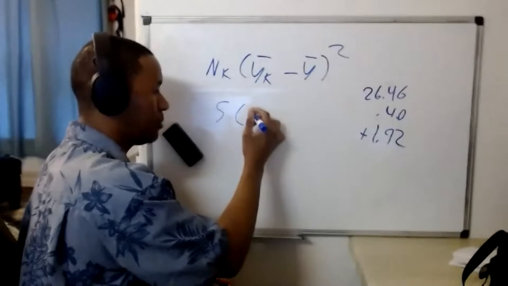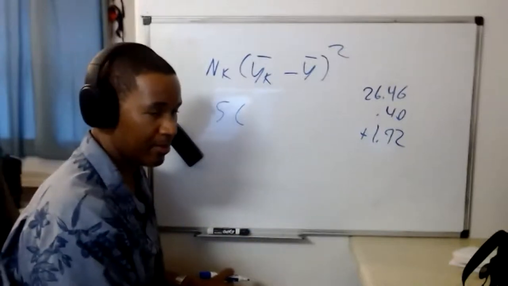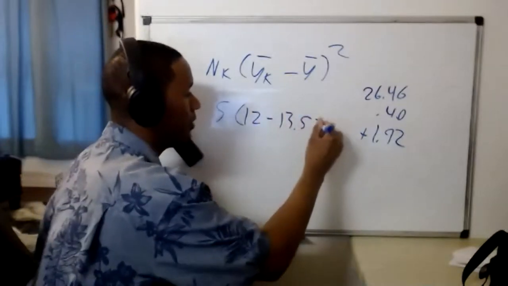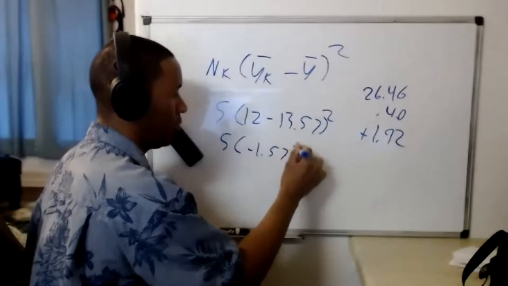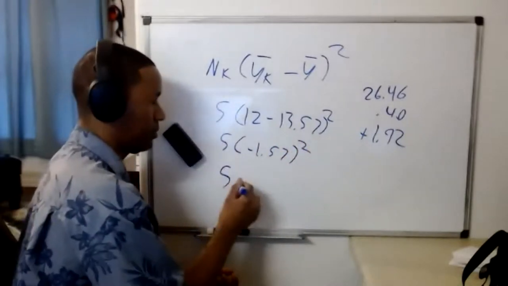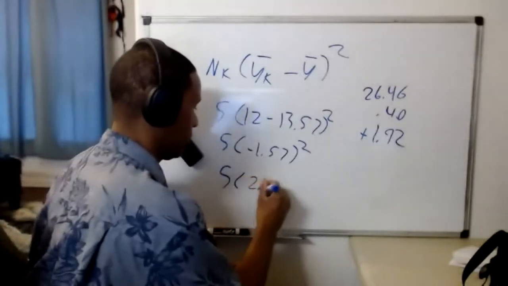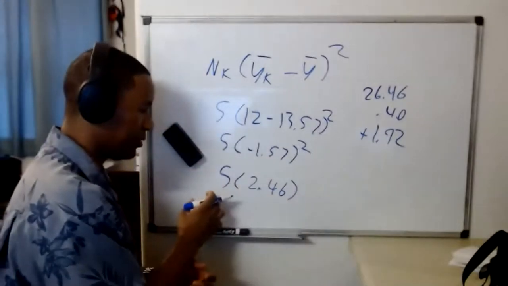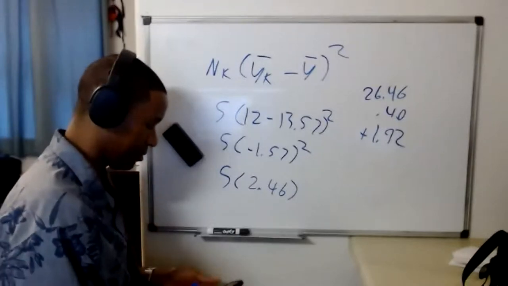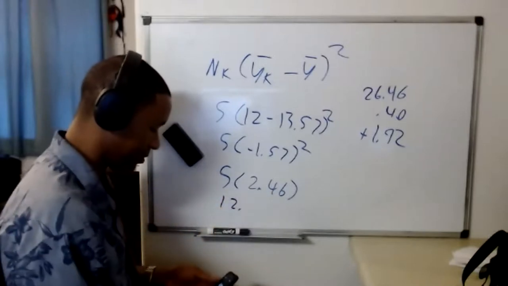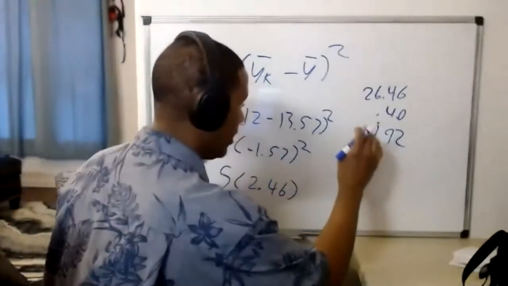And then we go to the last one, which was 5 black females. The mean for black females is what? 12. We subtract 12 minus 13.57, we get -1.57. We square that up and we get what? 2.46. We multiply 5 times 2.46 and we get what? 12.3. All right, so we go.